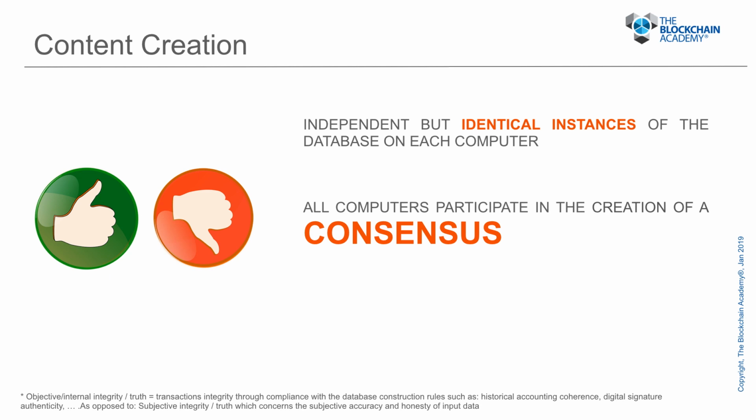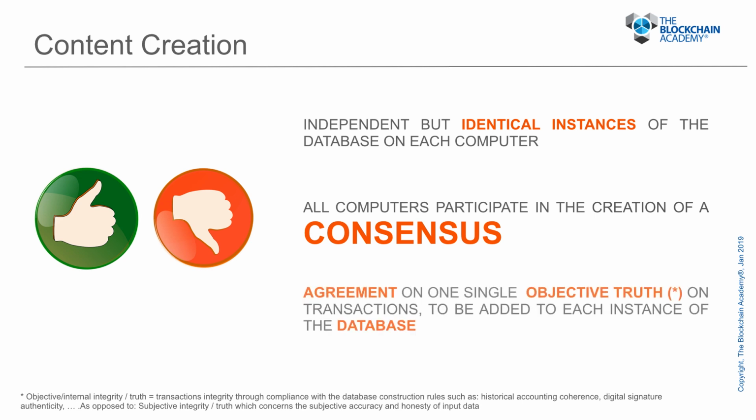Now, that's realized by having all the computers participate in the creation of a consensus, which allows to reach an agreement on one single objective truth on transactions that each computer then adds to the individual independent instance of the database. Let's rephrase. The consensus process allows for all the participating computers to agree on one single version of the transaction history and write that same version in each individual instance of the blockchain database.